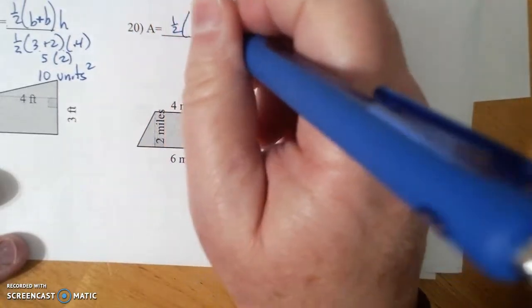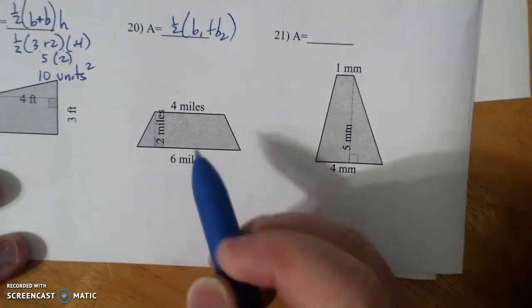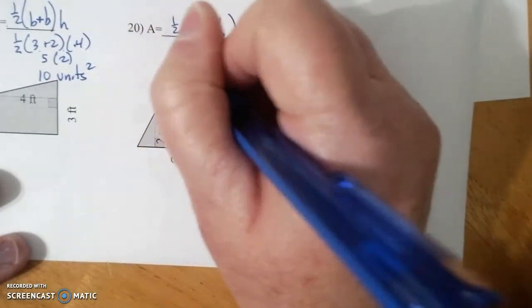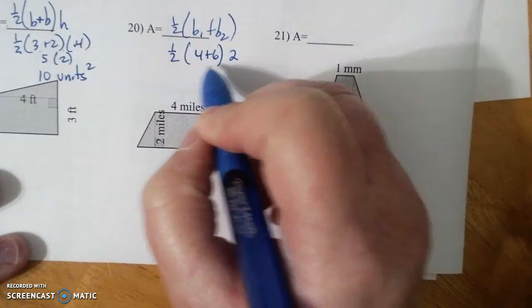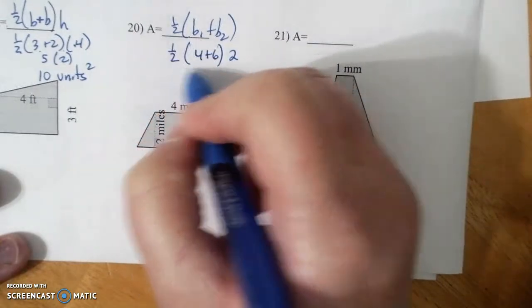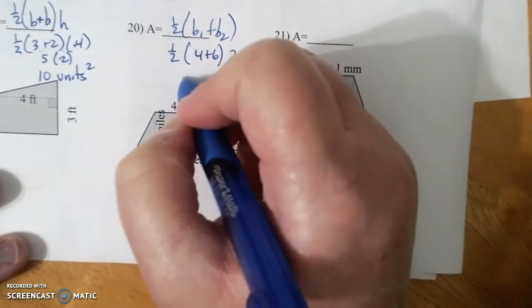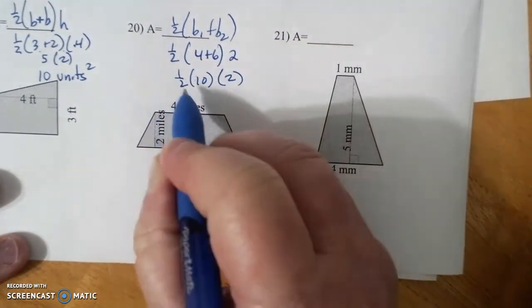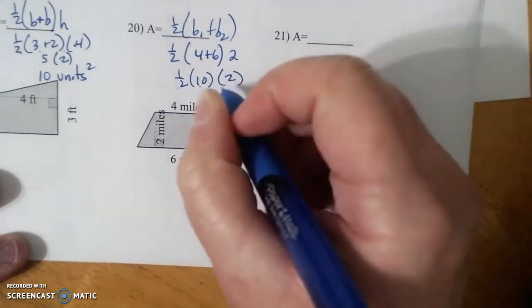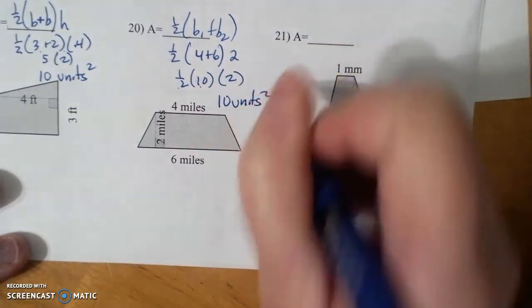1/2 base 1 plus base 2. This is an isosceles trapezoid. It's 1/2 of 4 plus 6 times 2. That's 10. Half of 10 is 5. 5 times 2 is 10. So this is 10 units squared.